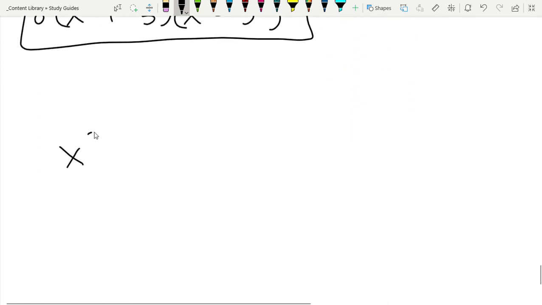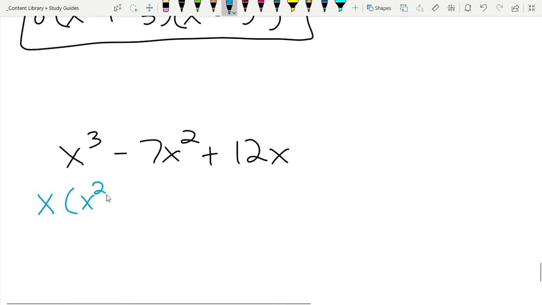17, we have x cubed minus 7x squared plus 12x. First step is GCF. We've got one. It's not a number, but it is a variable. They all have at least one x, so we pull it out. We then get x squared minus 7x plus 12. Factor by grouping is next. We don't have it. Diamond, yes, because we have an x squared, x, and number.